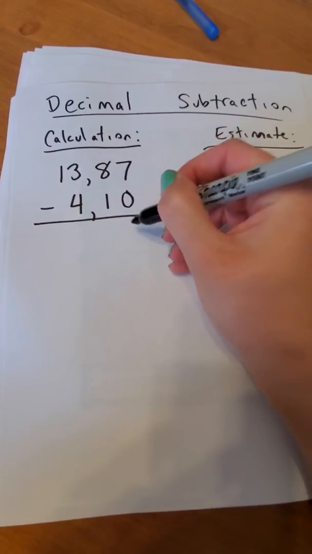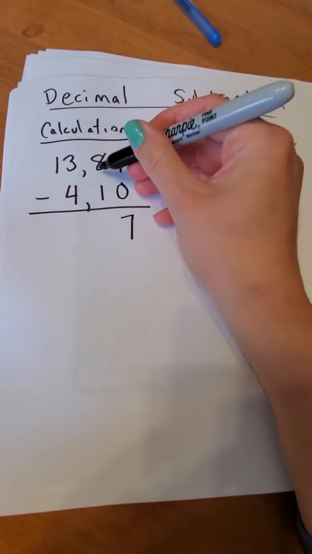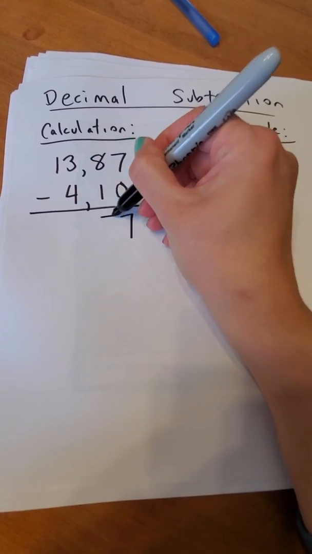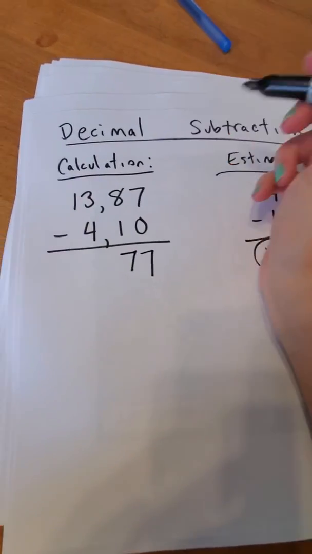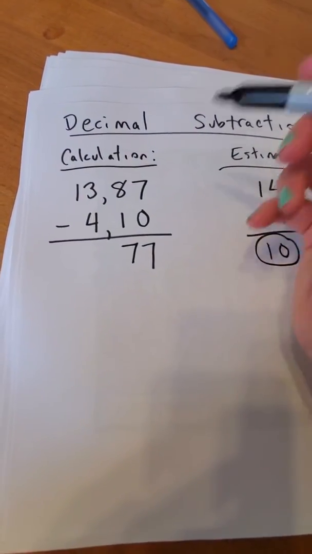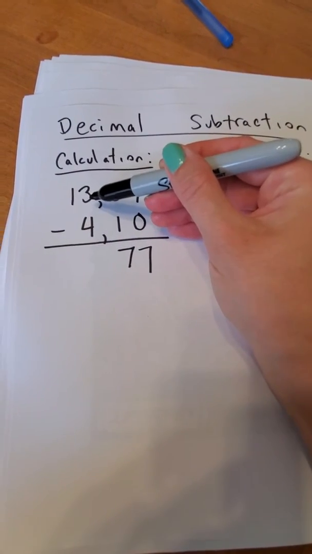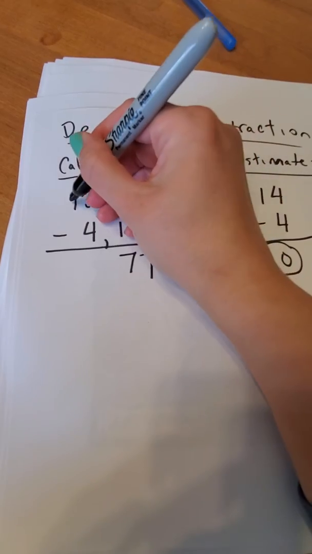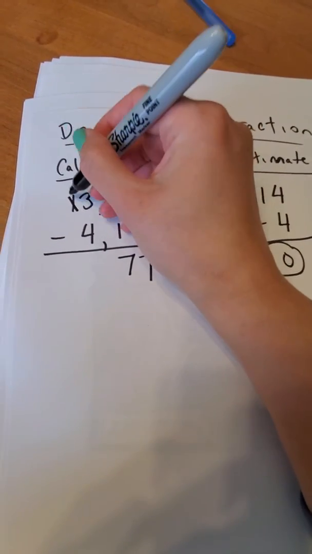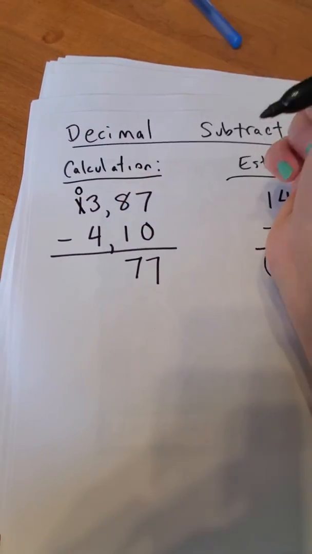7 minus 0 is 7. 8 minus 1 is also 7. Okay, I'm going to forget the decimal for right now. I'll put that back in later. 3 minus 4. Uh-oh, I don't have enough. I need to borrow from the next column. So really, I'm borrowing a 10. So this is going to change to a 0 because I'm borrowing a 10.